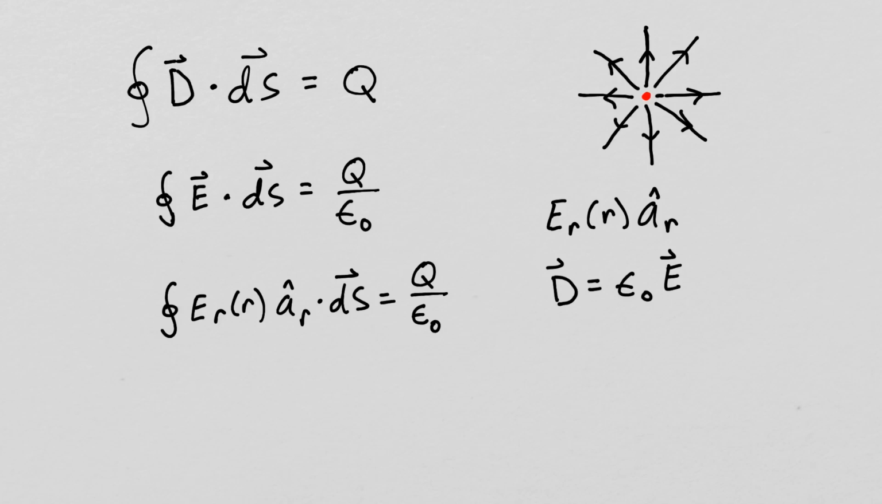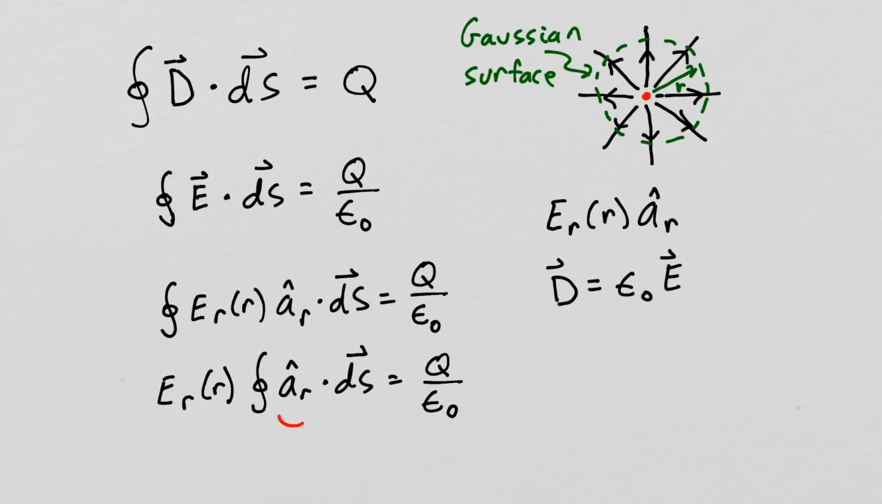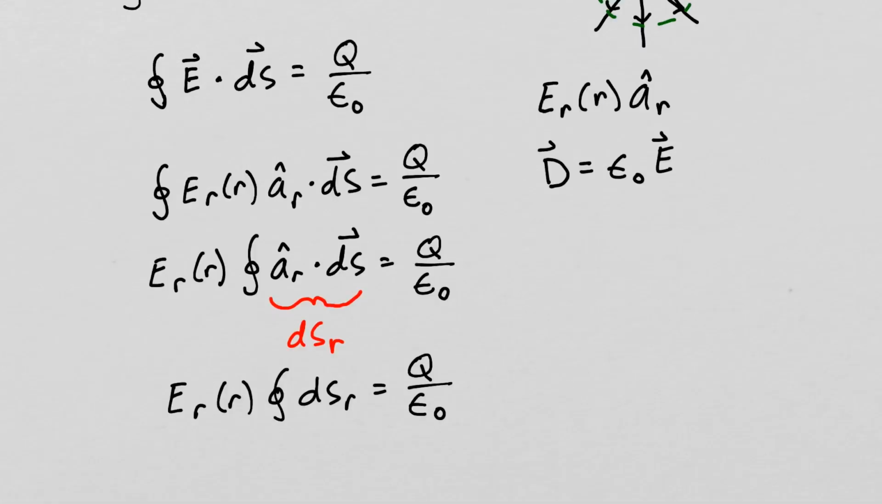Here we have our Gaussian surface, and we can take the magnitude of the electric field intensity to the left of the integral. The unit vector dotted with our differential surface will give us the differential surface in the radial direction. The integral of the surface differential in the radial direction over a sphere of radius r is just the surface area of that sphere, or 4 pi r squared.